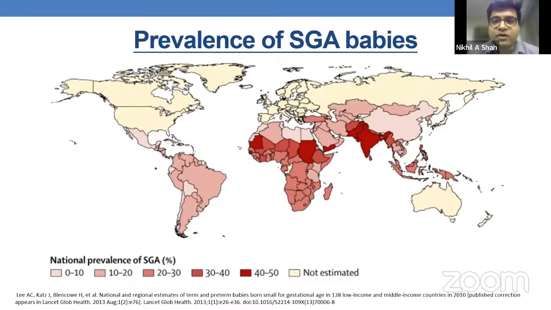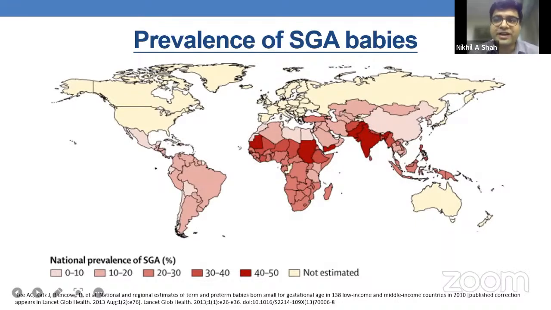So coming to this very important part, what is the prevalence of SGA babies? This was a report published in 2010 in Lancet, and this shows the prevalence of SGA babies all over the world. And you can see that India has one of the highest prevalences. It's in red here, around 40 to 50%. So 40 to 50% of babies born in India are SGA, out of which around 41.5 are full-term SGA and around 1.5 to 2.5 are preterm SGA. So nearly 1 in 2 babies is going to be SGA.